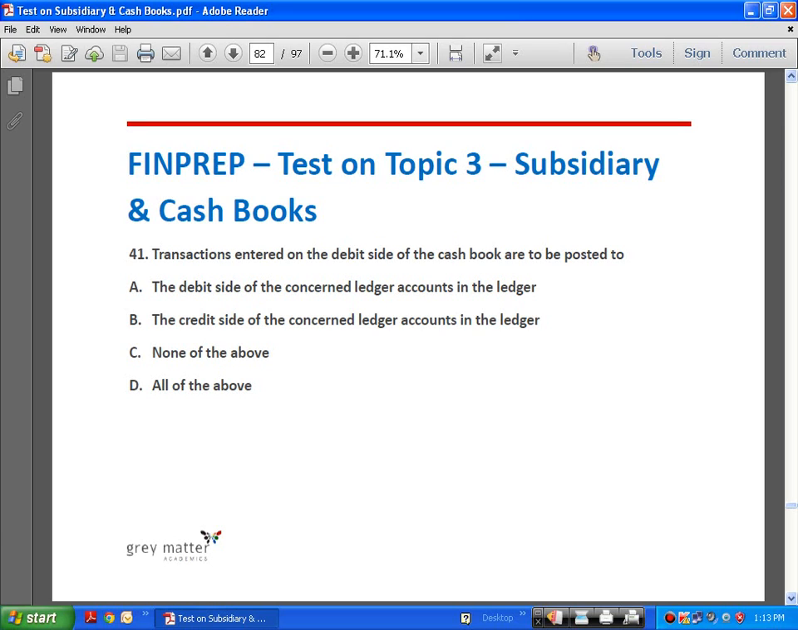So transactions that are entered on the debit side of the cash book will be recorded on the credit side of the concerned ledger accounts in the ledger.